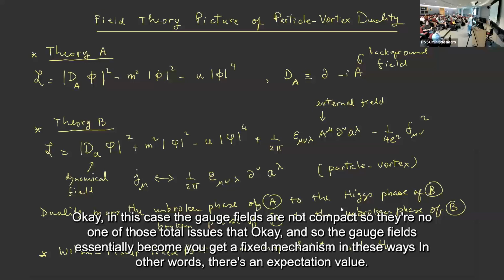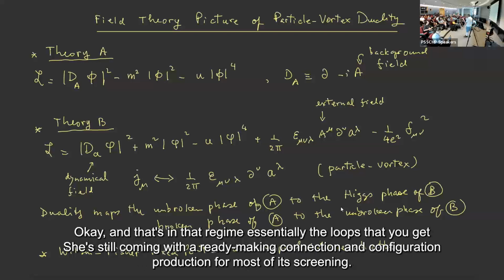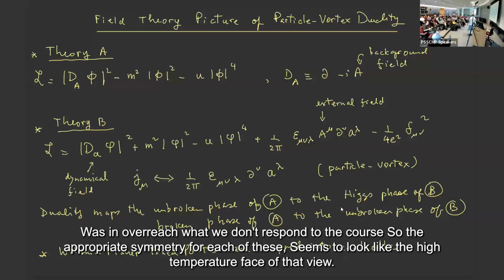And so the gauge fields essentially become, you get a Higgs mechanism in this phase. In other words, there is an expectation value for the order parameter. There is nominally a Goldstone mode. The Goldstone mode is essentially eaten by the gauge field. The gauge field becomes massive, you get a Meissner effect. Okay, and in that regime, essentially, the loops that you get, instead of having logarithmic interaction, have short range interactions because of the screening of the long range part of the Coulomb interaction by the Higgs mode. So the broken symmetry phase of theory B looks like the high temperature phase of that field theory. And that's in essence what they have shown.